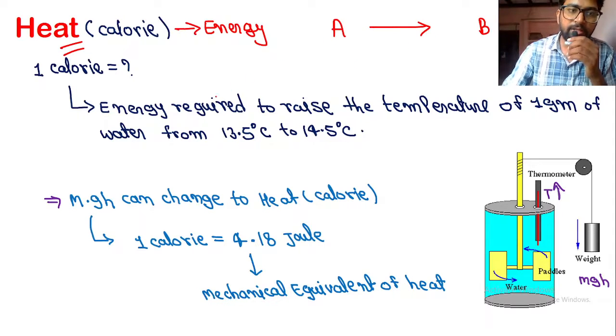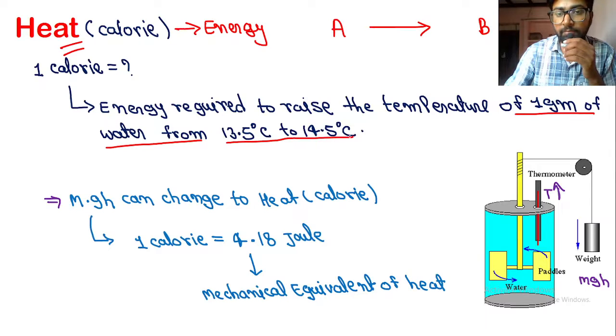the calorie. 1 calorie is equal to the energy required to raise the temperature of 1 gram of water from 14.5 to 15.5 degrees Celsius, that is, by 1 degree Celsius. Whatever energy we need to increase the temperature of 1 gram of water by 1 degree Celsius is called the calorie.